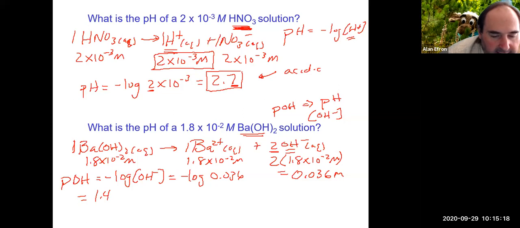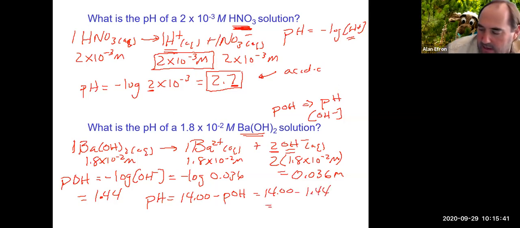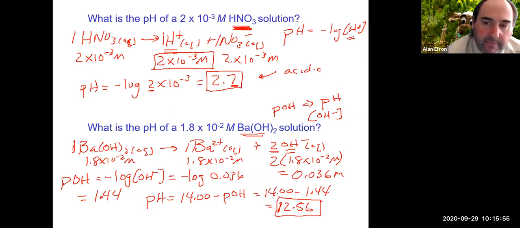1.44. Again, if for some reason you thought this was the pH, it should not make sense to you because 1.44 is definitely not a basic pH. To figure out the pH, we need to use 14 minus the pOH. That's 14 minus 1.44, which gives 12.56 in terms of our pH. That makes much more sense since this is a base and that is a basic pH. Any question on that one?